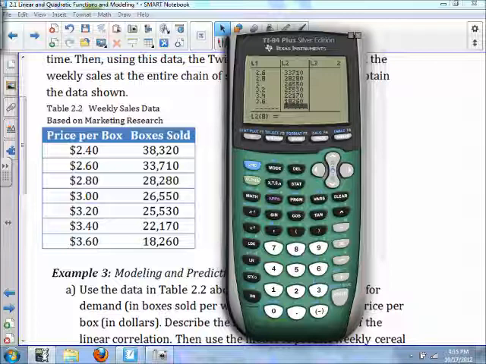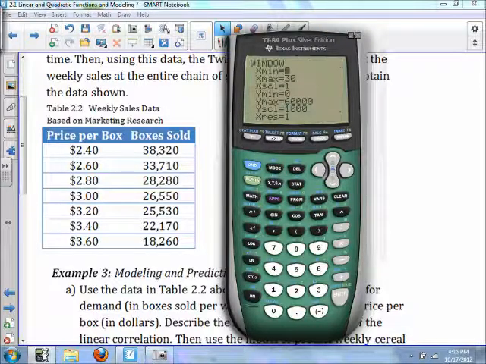Now again, remember, your lists need to be the same length. Now I want you to put this in your calculator to get practice. So you don't come up to me later in the year saying, I don't know how to do linear regression, Mr. Garber. Well, this is how you do a linear regression.